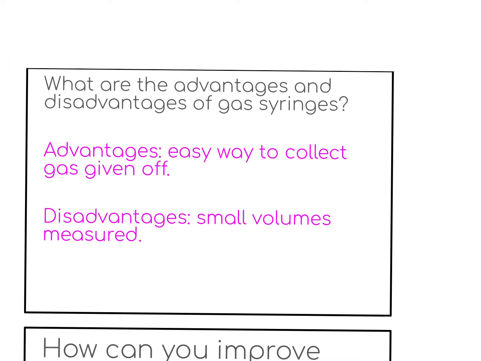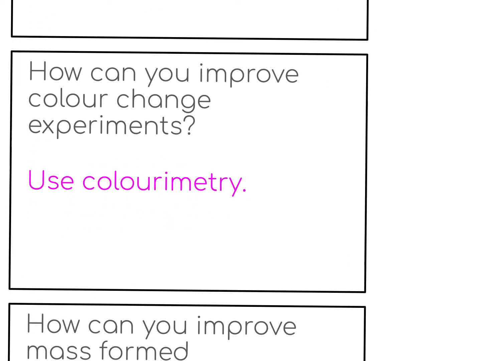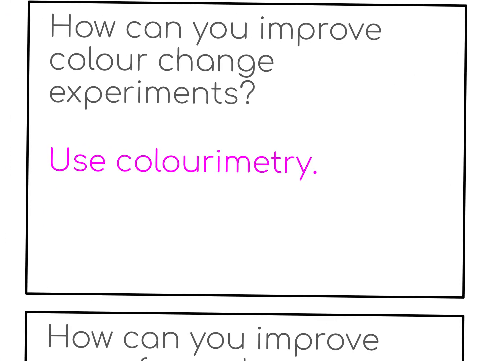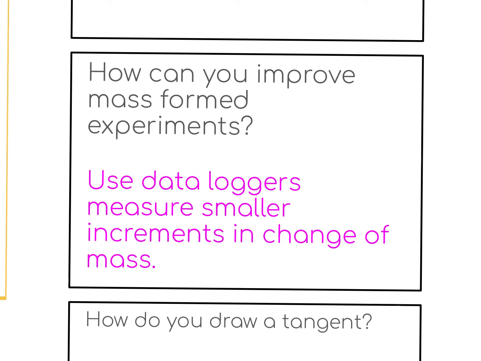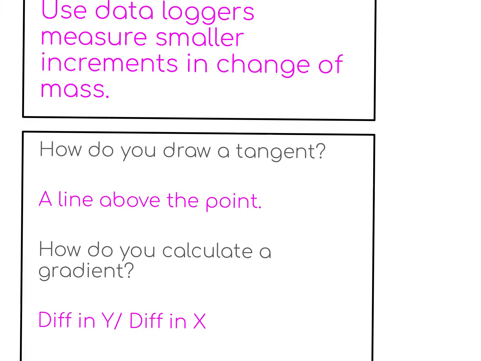Advantages of using a gas syringe: it's really easy to collect gas given off, however small volumes need to be measured. How can you improve the colour change experiments? Use colorimetry. How can you improve the mass formed experiments? Use data loggers, measure small increments in change of mass.